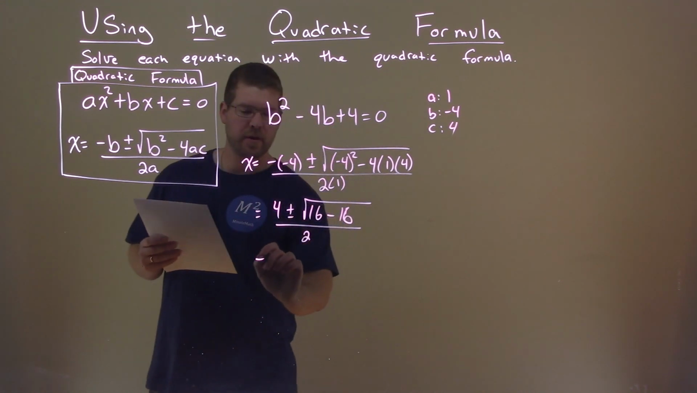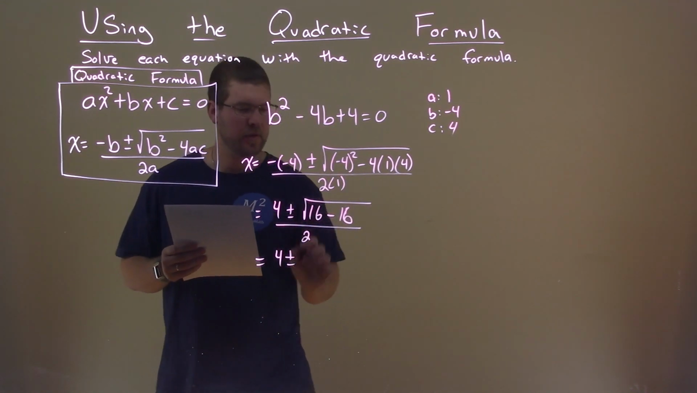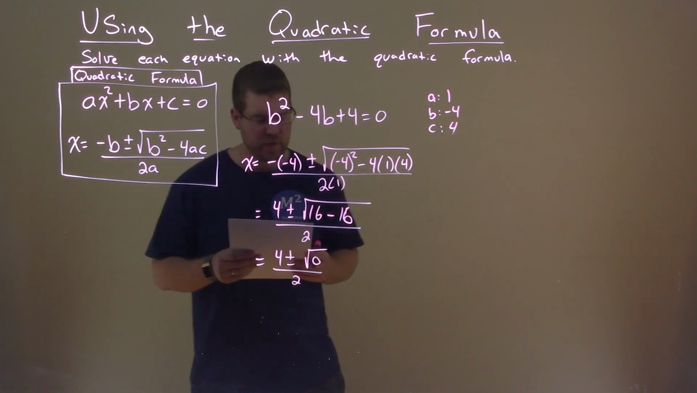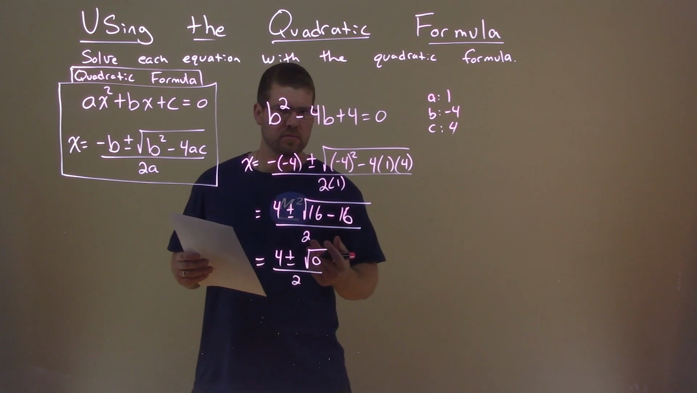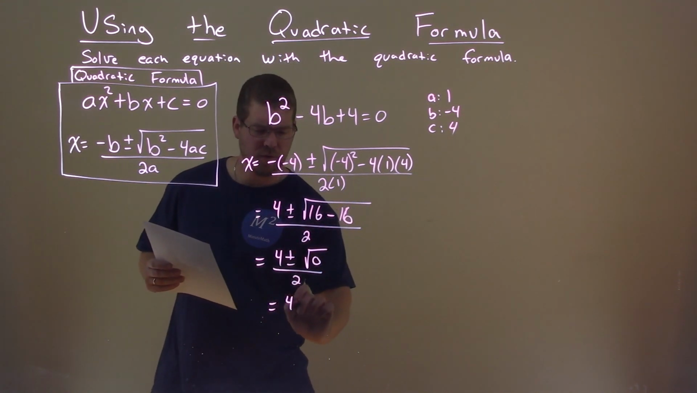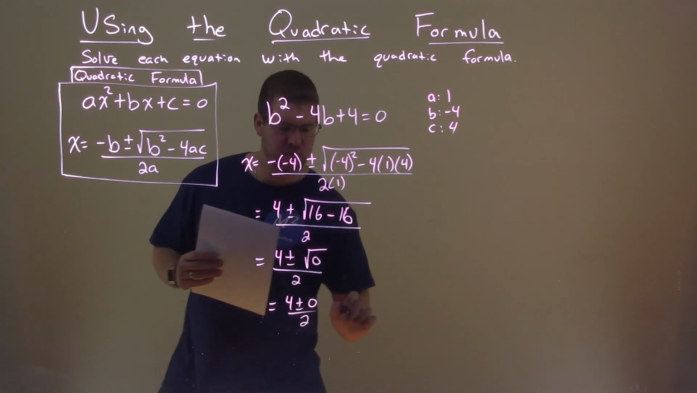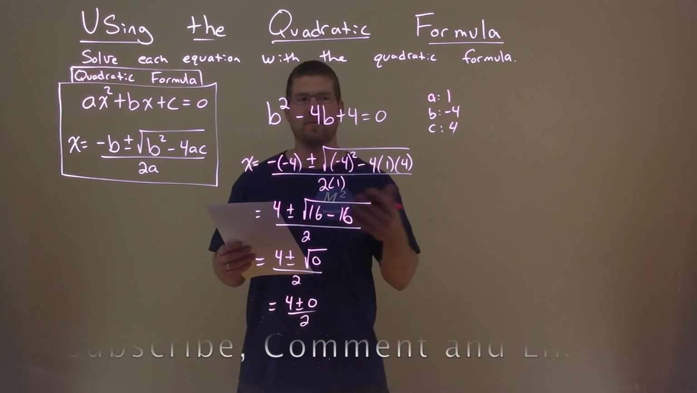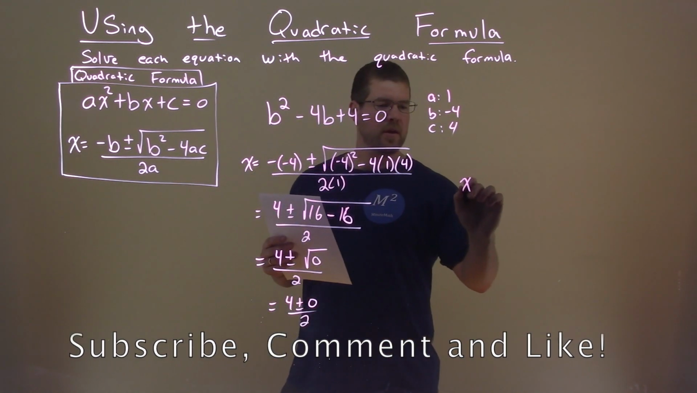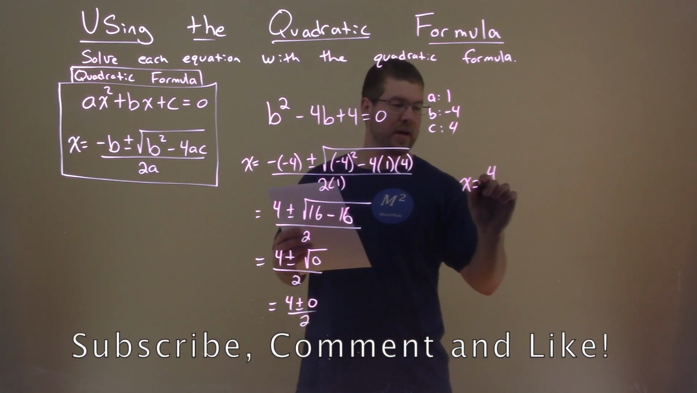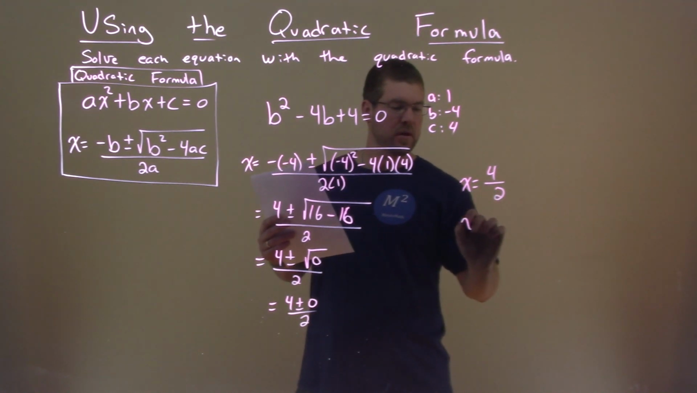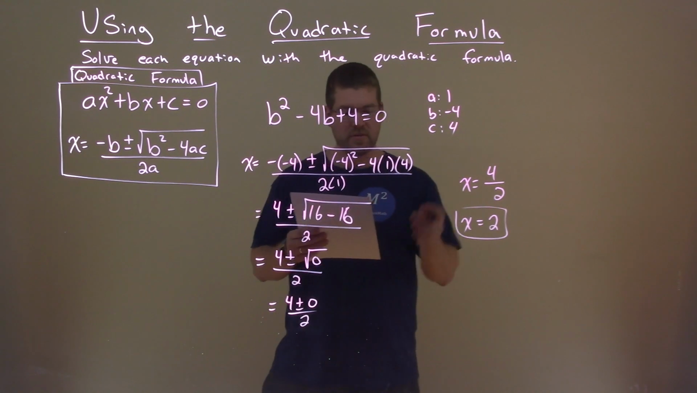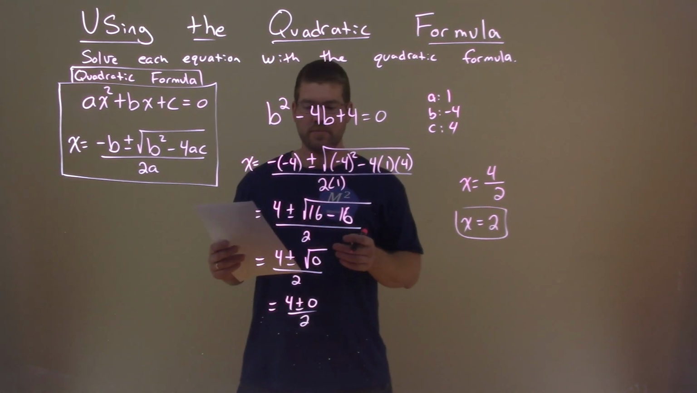So now let's keep simplifying. 4 plus or minus, well, 16 minus 16 is 0, so we have the square root of 0 over 2. And, well, what's the square root of 0? 0. So we have 4 plus or minus 0 over 2. Well, that doesn't really change anything. We have two options, but it's 4 plus 0 and 4 minus 0, both are the same thing. So x just equals, well, 4 now over 2, and 4 over 2 is 2. And so my final answer here is just x equals 2, or b.